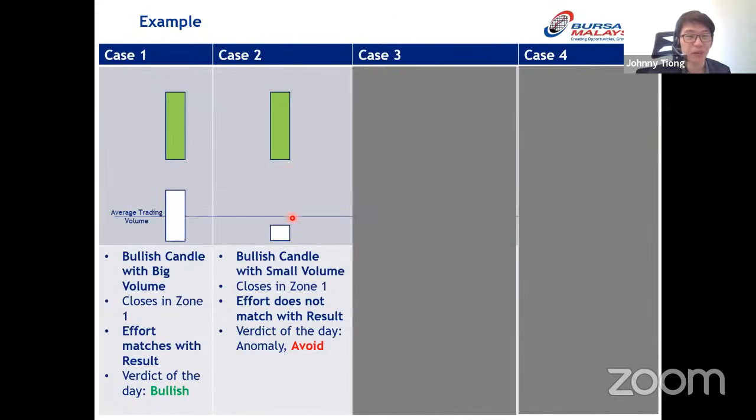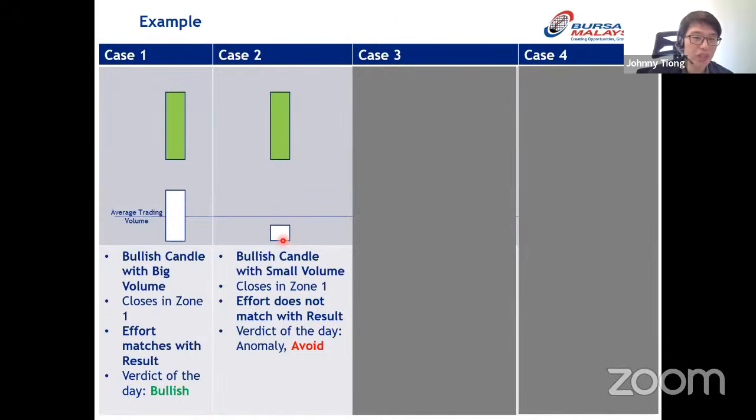However, the volume is small because it's below the average trading volume. So even though it closes in zone 1, with the buyer in control and a bullish candle, the volume is small. So for us, the effort does not match with the result.